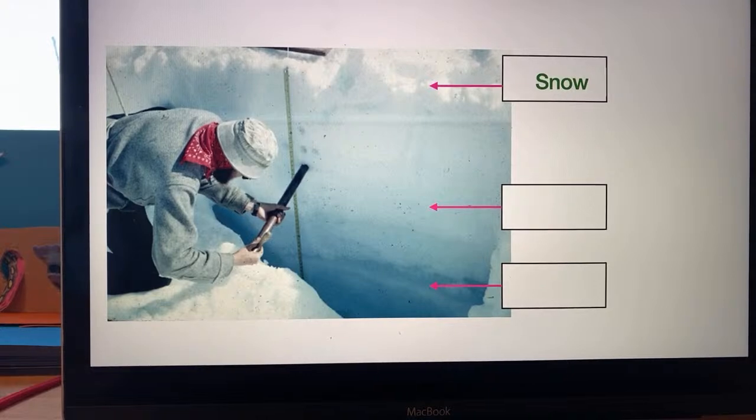Have you got it? So the top layer is snow. The bottom layer is ice, and the middle layer is firn. Yeah, that's right. Lovely.